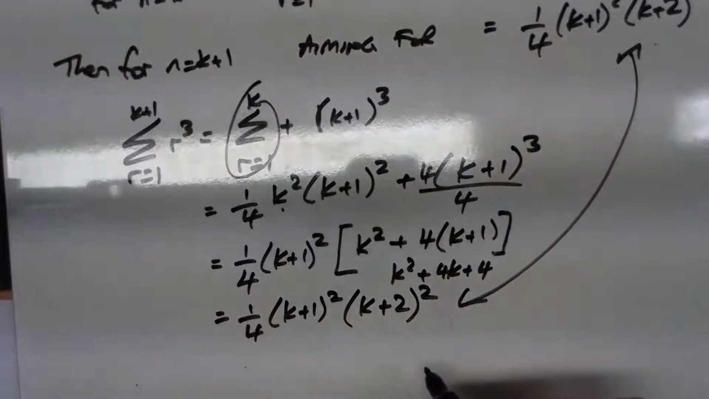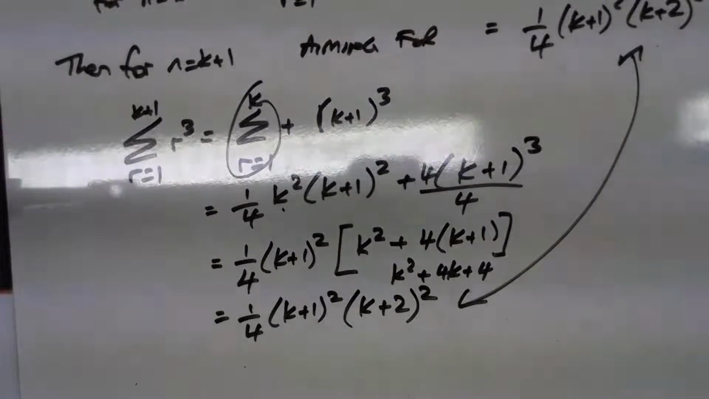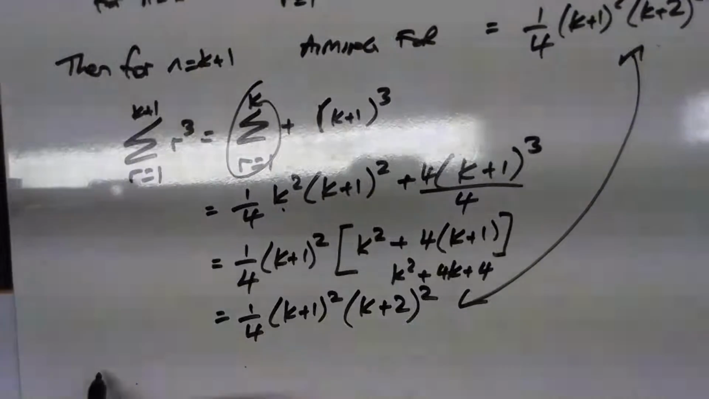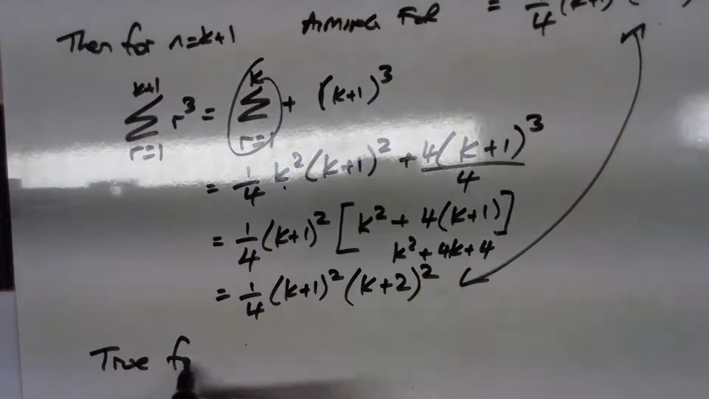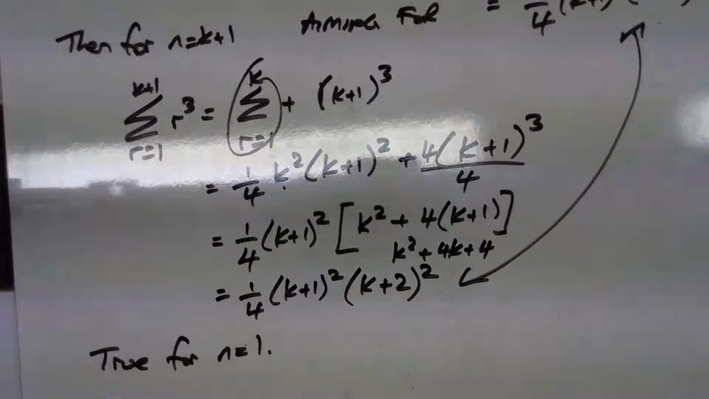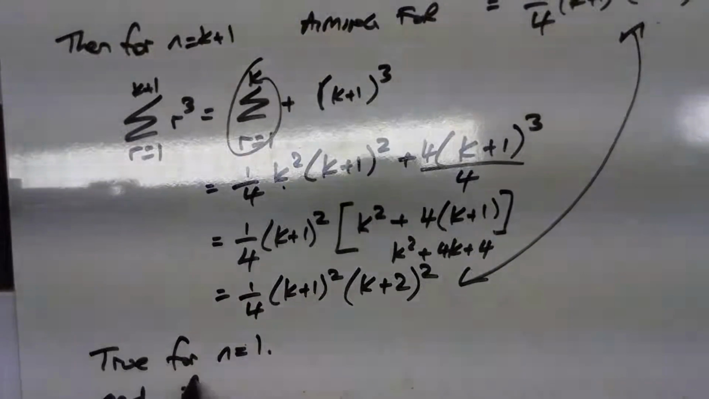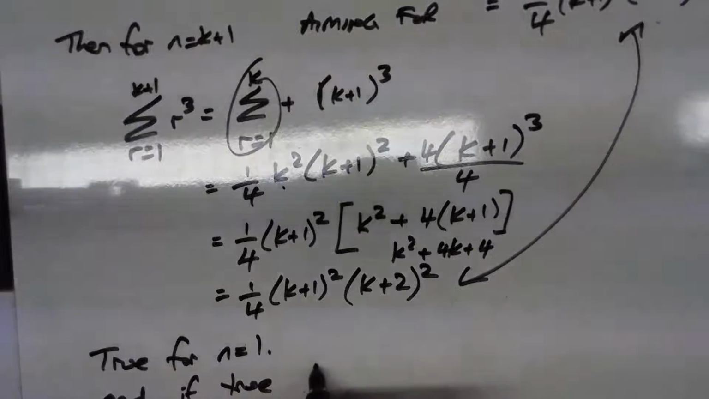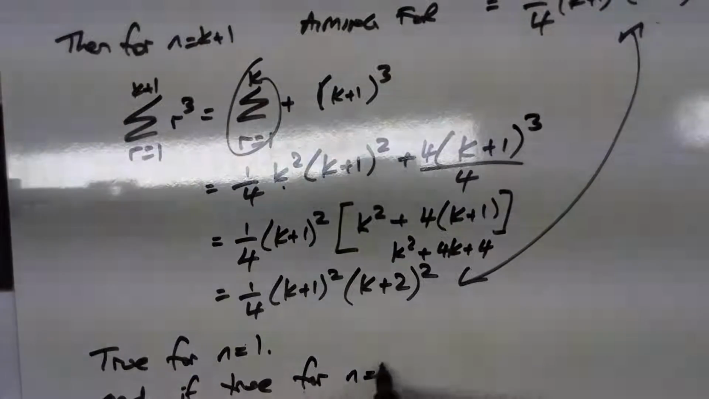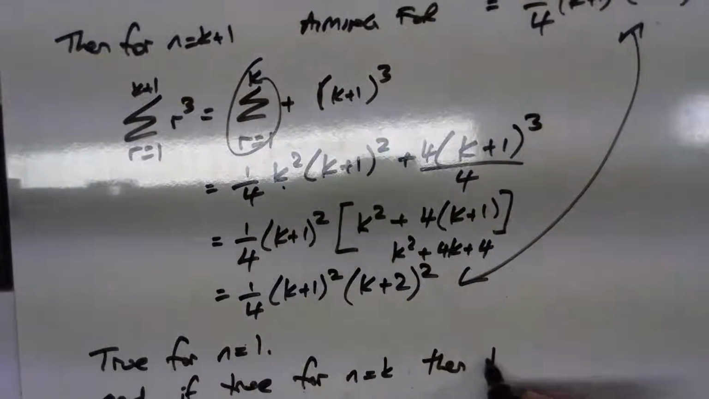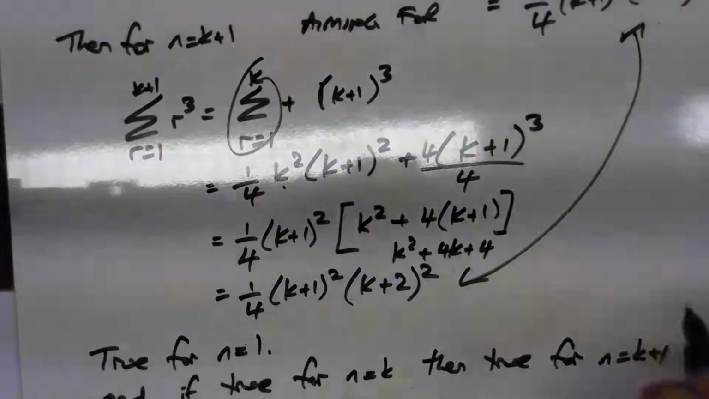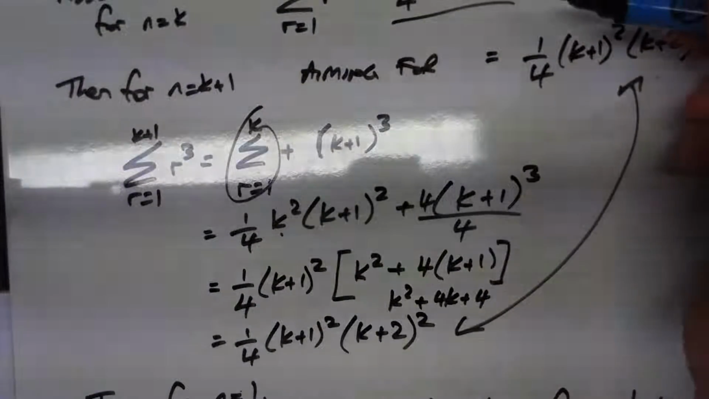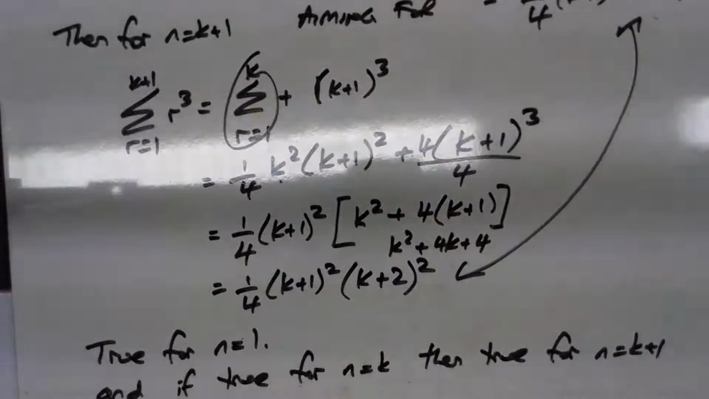So now we get the statement right, and we'll read these a few times, read what the examiner's report says to get these things here. First of all, there was a statement, true for n equals 1. And if true for n equals k, then true for n equals k plus 1. That's what we just did here. If we assumed the first bit was right, then the second bit was right.